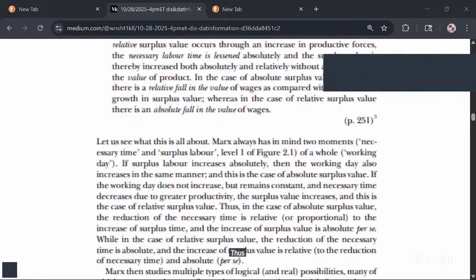Thus, in the case of absolute surplus value, the reduction of the necessary time is relative or proportional to the increase of surplus time, and the increase of surplus value is absolute per se. While in the case of relative surplus value, the reduction of the necessary time is absolute, and the increase of surplus value is relative to the reduction of necessary time and absolute per se.